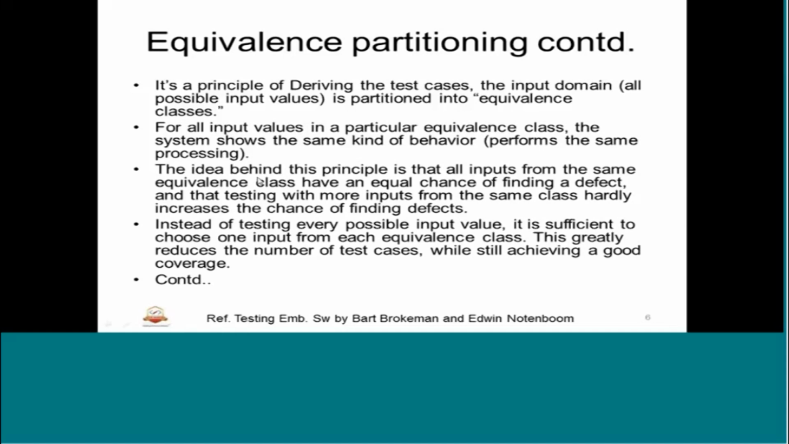The idea behind this principle is that all inputs from the same equivalence class have an equal chance of finding a defect, and that testing with more inputs from the same class hardly increases the chance of finding a defect. That means we already found a defect. It won't help in finding a different defect. Instead of testing every possible input value, it is sufficient to choose one input from each equivalence class. This greatly reduces the number of test cases while still achieving good coverage.